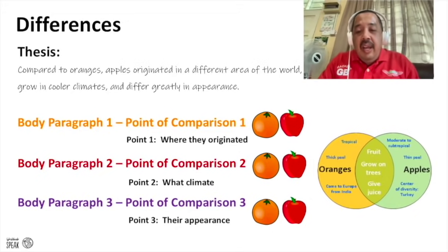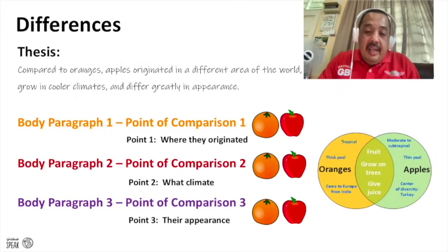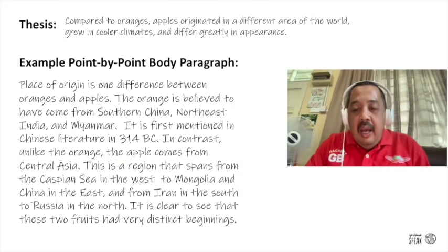And as long as you keep things consistent, remember in your thesis the first thing you talk about is going to be about your first body paragraph, and then you need to keep the two subjects in order. If you talk about oranges first, you have to talk about oranges first in each body paragraph. Okay, so I thought it would be helpful if you actually wrote out one of those paragraphs so you could see what it looks like in real life.